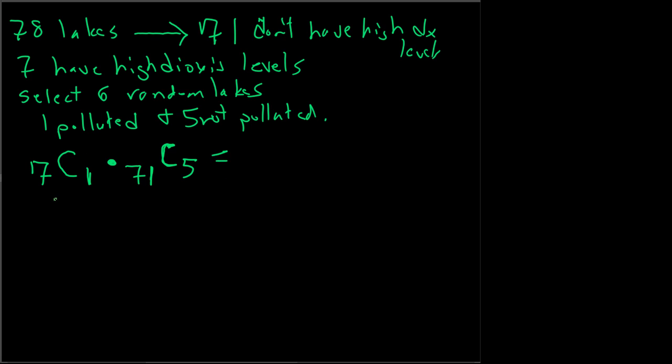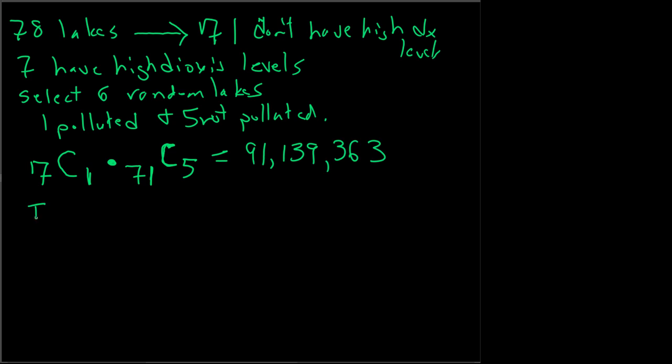And so we plug into our calculator 7 choose 1 times 71 choose 5. And when we put that all in, we get back out 91,139,363.